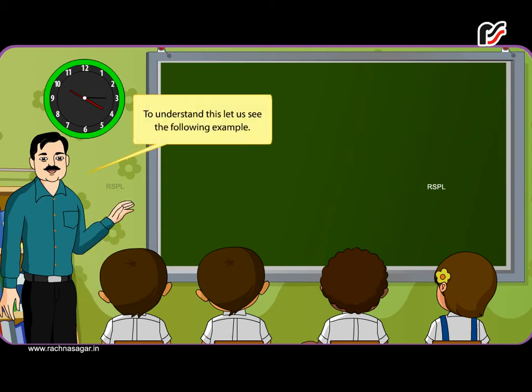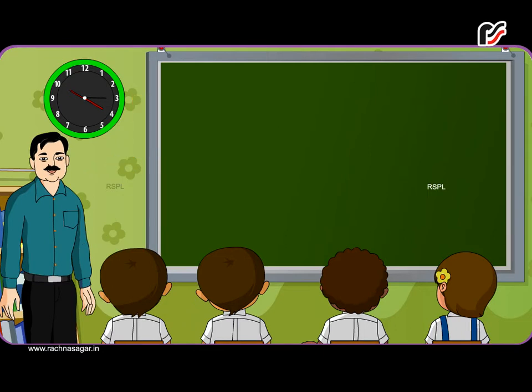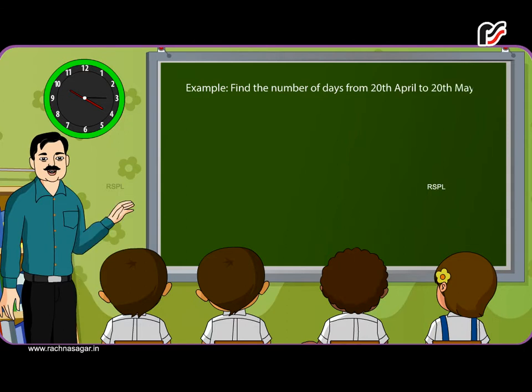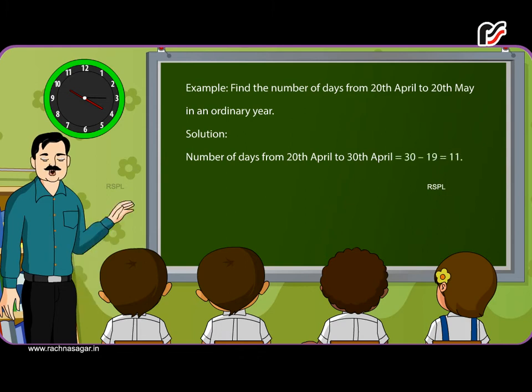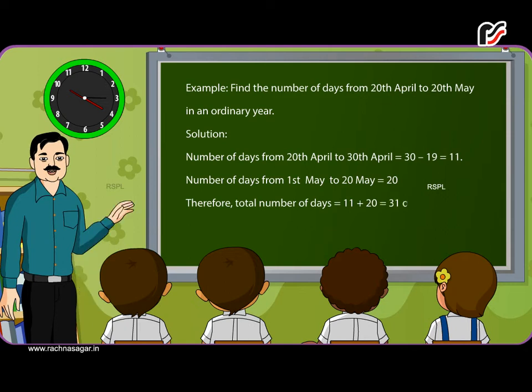To understand this, let us see the following example. Example: find the number of days from 28th April to 28th May in an ordinary year. Solution: number of days from 19th April to 30th April equals 30 minus 19 equals 11. Number of days from 1st May to 28th May equals 28. Therefore, total number of days equals 11 plus 20 equals 31 days.